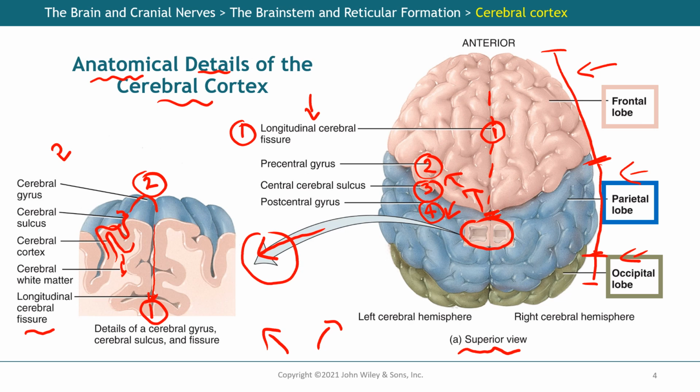So here we went through all the different details of the cerebral cortex. Hopefully, you can remember and you can start putting together these different details of the anatomy.